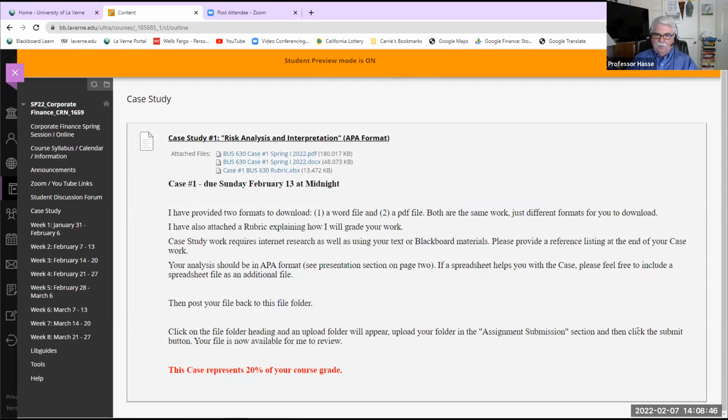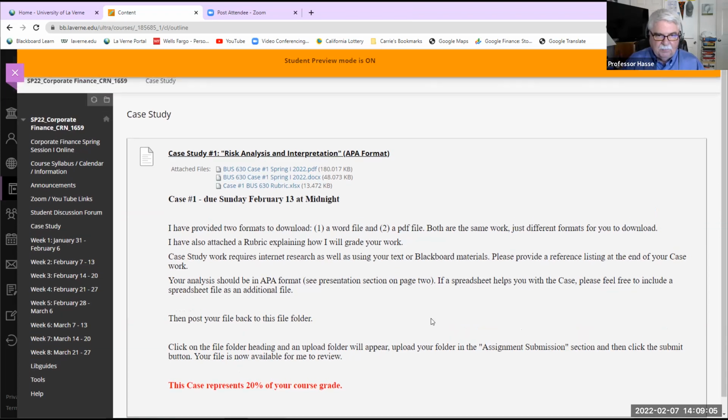The format that we are using is the APA format of papers. If you're not familiar with that, remember the APA format is a title page, an abstract page, your writing, and then a reference page. Pretty simple. If any of you have any questions about that, come prepared this week to ask me. I've given you a link in the case study to help you if you have any problems. Again, it's a risk analysis of the company that you have given me this past week, and you'll be doing some work interpreting that company. It's due next Sunday.